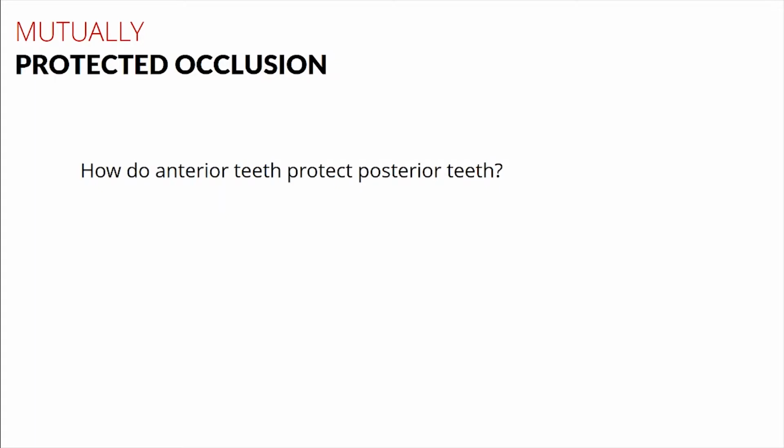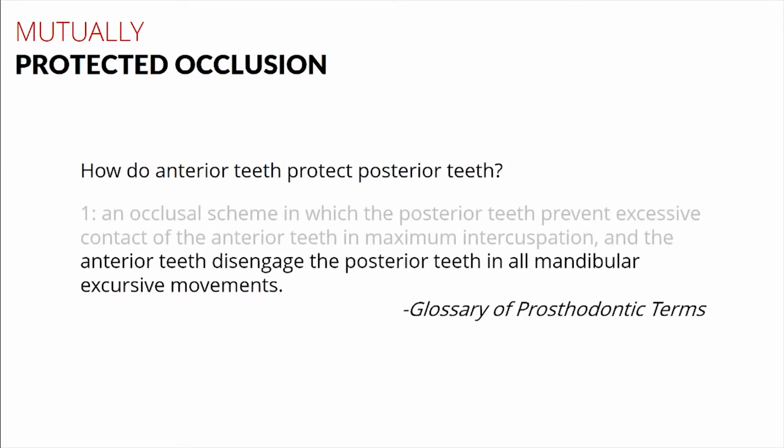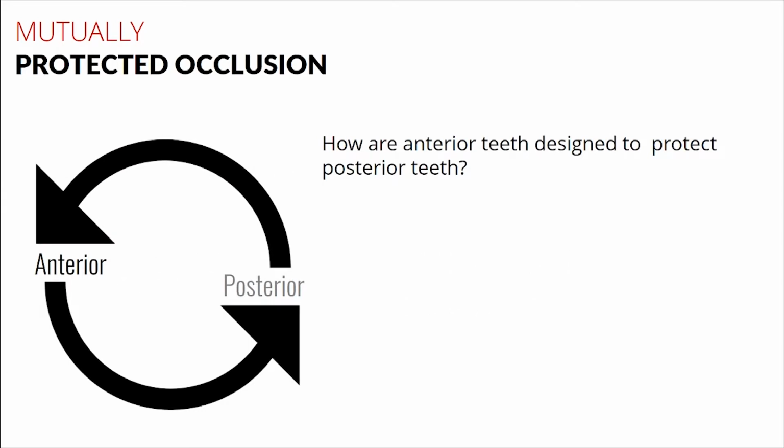Okay, so let's reverse this question, and we're going to dive into this idea of how the anterior teeth protect the posterior teeth. And again, we're going to point out three different things, but let me first read this part of the definition. Anterior teeth disengage the posterior teeth in all mandibular excursive movements. Okay, so we'll answer the same question. Well, how are the anterior teeth designed to protect posterior teeth?